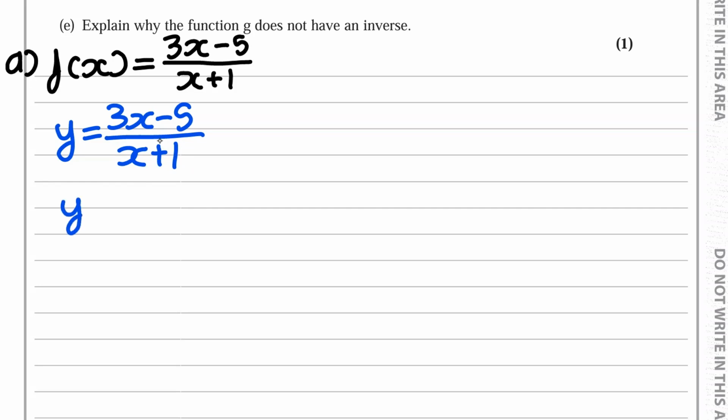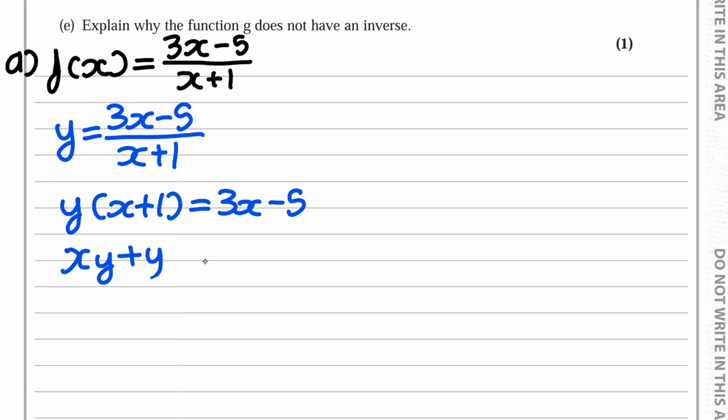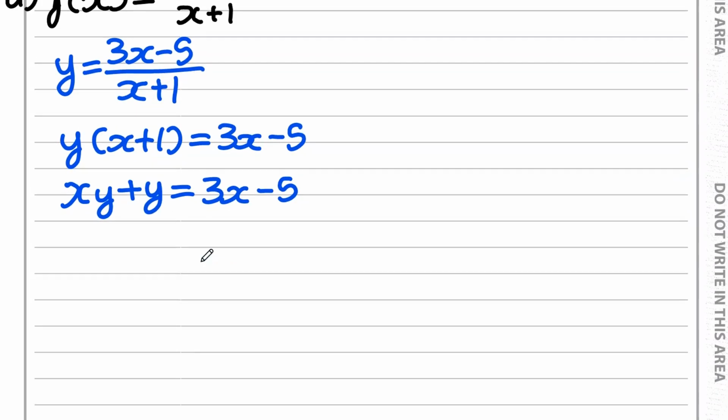So on this side it will be y multiplied by x plus 1, and this is now equal to the numerator, which is 3x minus 5. And then if we expand this bracket here, it's going to be xy plus y is equal to 3x minus 5, like this here. Now we're trying to make x the subject, so let's get all of the x terms onto one side of the equation and all of the non-x terms onto the other side of the equation. So let's get all of the non-x terms onto this side of the equation.